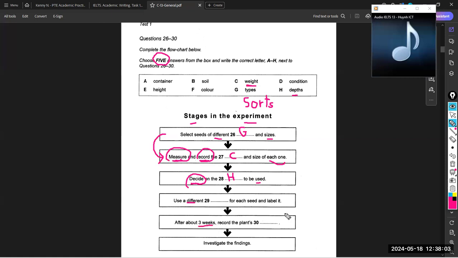Plant the seeds right on the surface, a few millimeters down or several centimeters? So then we get planting. And then, okay, the next information.